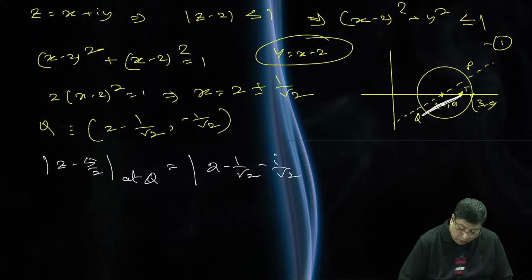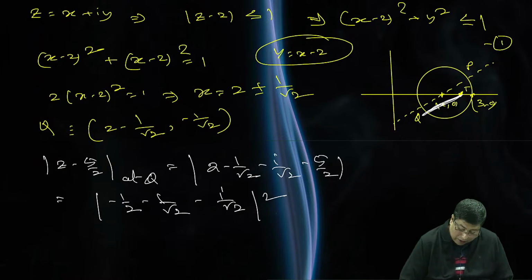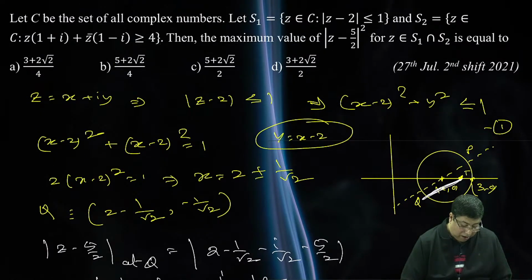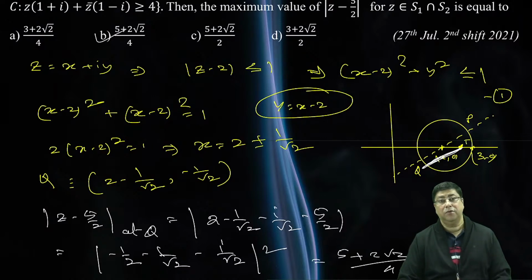minus I by root 2 minus 5 by 2. This distance is our target, that is minus half minus 1 by root 2 minus 1 by root 2 mod whole square. So, get the result and distance formula, and we are getting the result. This is I. And according to the question, the answer will be 5 plus, you calculate and see, 5 plus 2 root 2 by 4. It means answer is this. I am not calculating further.